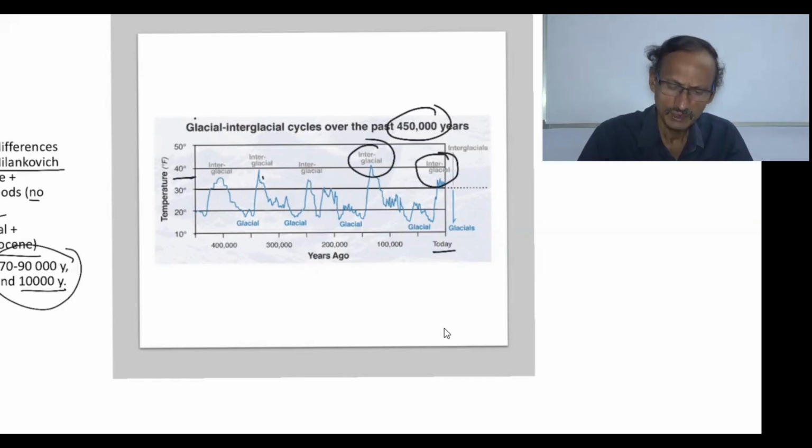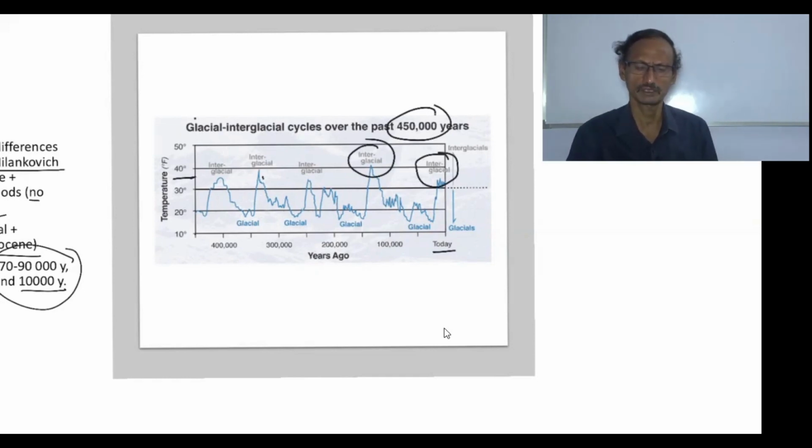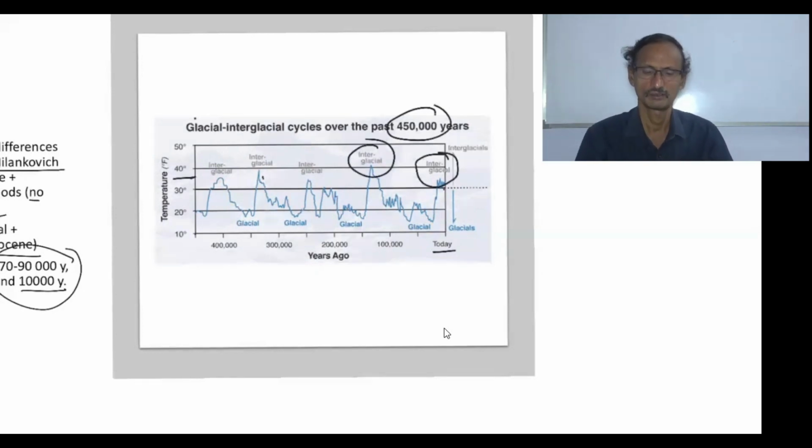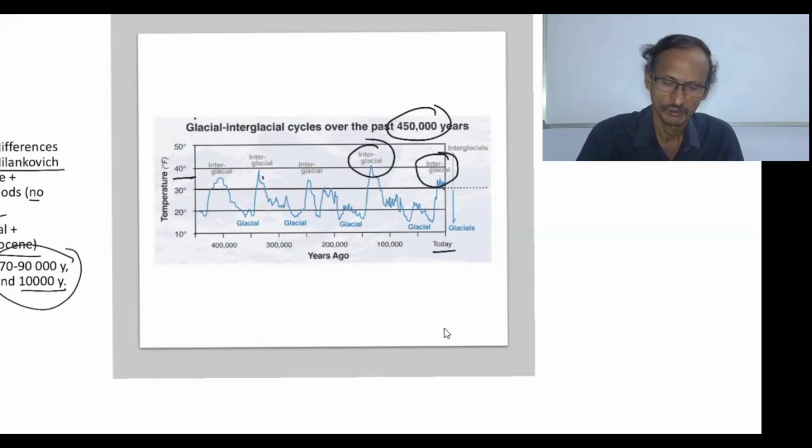So from this cycle, it would be reasonable to expect that we would have entered the glacial stage if not for civilization. And it is the civilization that made a difference to the Earth system not entering the glacial.